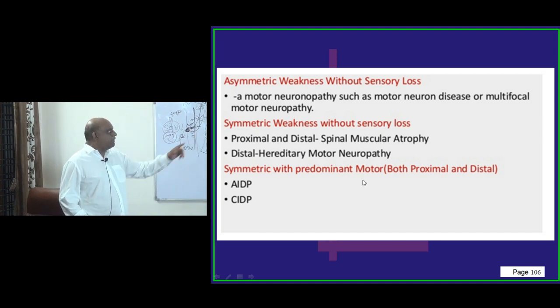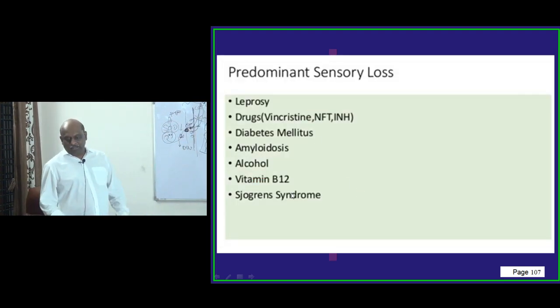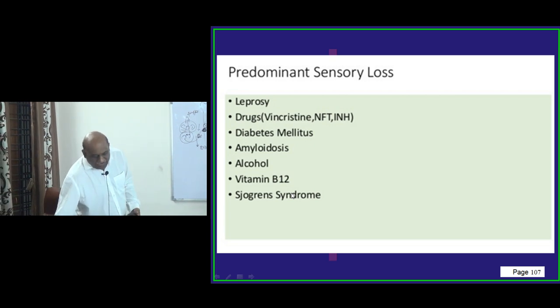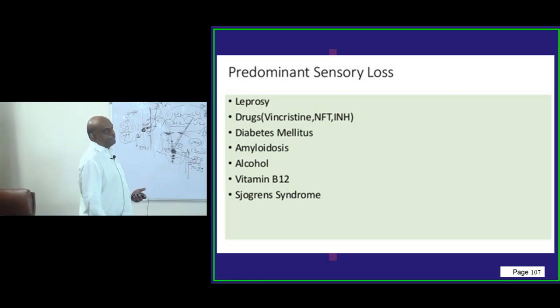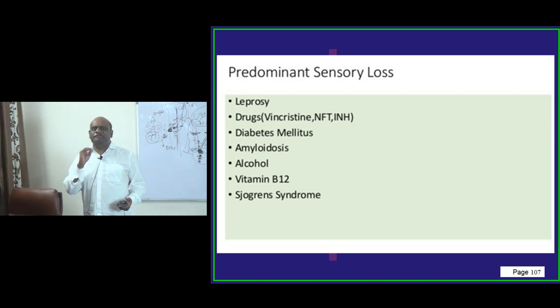Symmetrical weakness, predominantly motor. Then where do you see predominantly sensory loss? I'm telling you, each of these is a favorite MCQ.